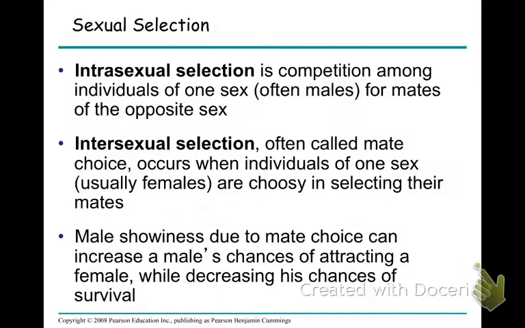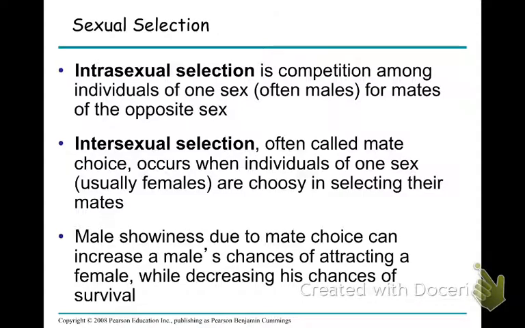Now, then you can have sexual selection. Sexual selection can be of two types: intrasexual selection and intersexual selection. Intrasexual selection is competition amongst individuals of one sex, often males, for mates of the opposite sex. Meaning two males will fight for the attention of a female, like two of these moose fighting for the attention of the cow. Or intersexual selection, wherein the individuals of one sex, usually the females, are choosy in selecting their mates.